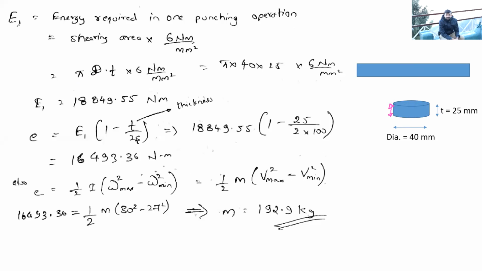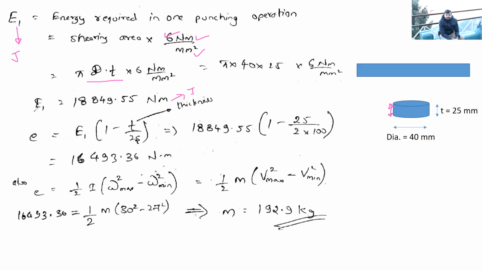So energy required, its unit is joules, that is Newton meter. But in our question, what was the E1 given to us? That is 6 Newton meter per mm square. So in order to shear 1 mm square, 6 Newton meter energy is required. And total, how much we are shearing in one operation, that is pi d into t. Okay, so we have to multiply by this area in order to get the proper value of E1 in Newton meters or joules.